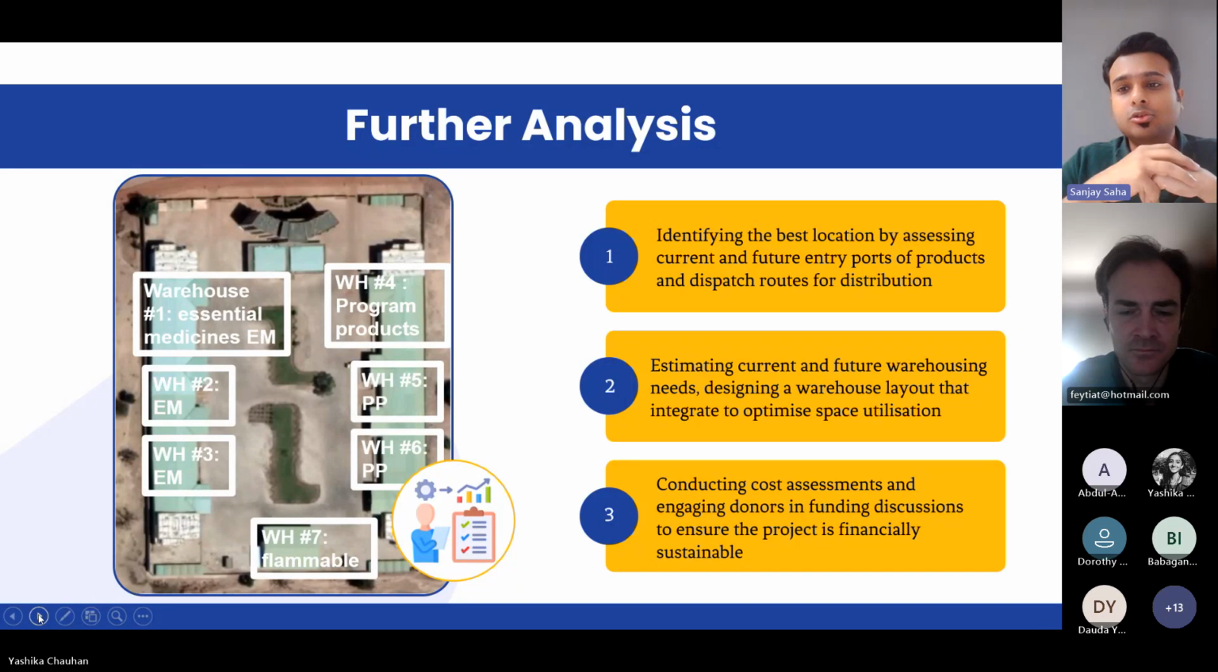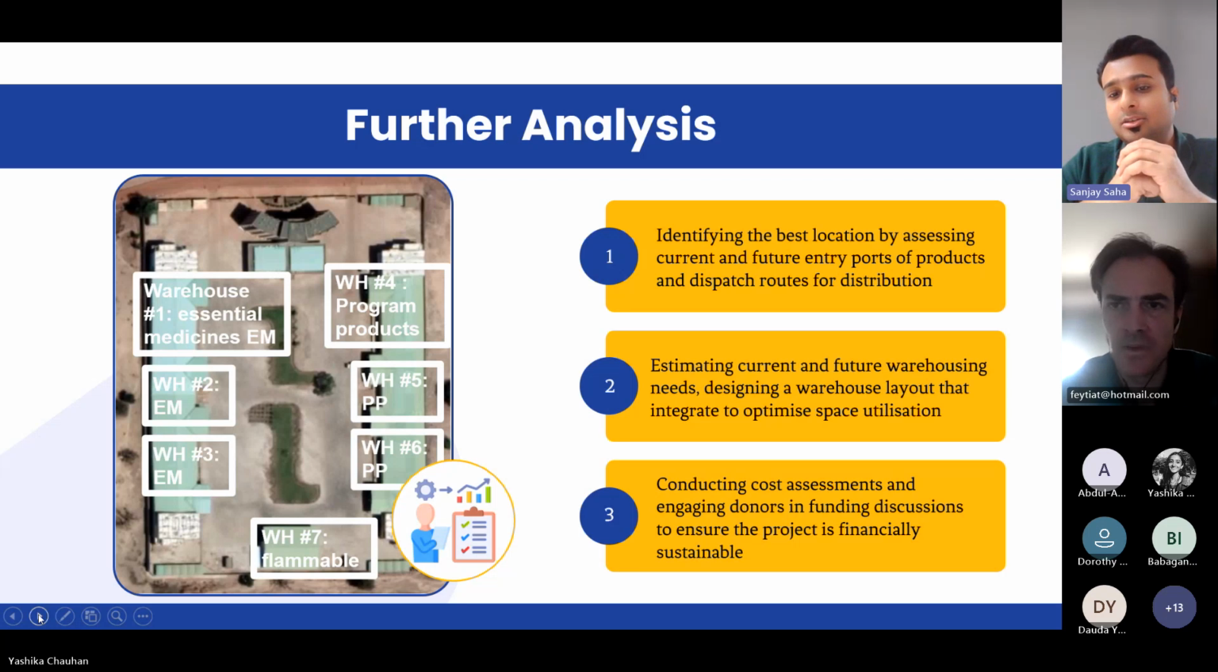Now, if you do further analysis on this example, you can also determine that ideally they should have also identified a best location of this warehouse, because as one of the causes said, there was not enough space to create that centralized integrated warehouse. So probably then that location was also not correct. It may not have the right entry and exit points. It may not aid in proper dispatch routes for distribution.